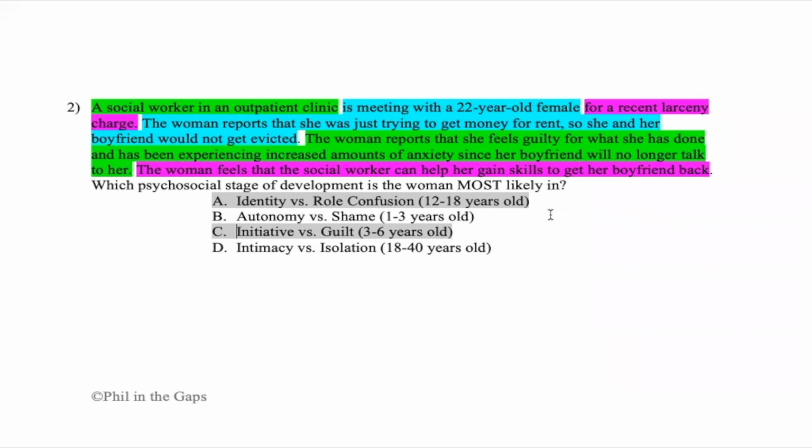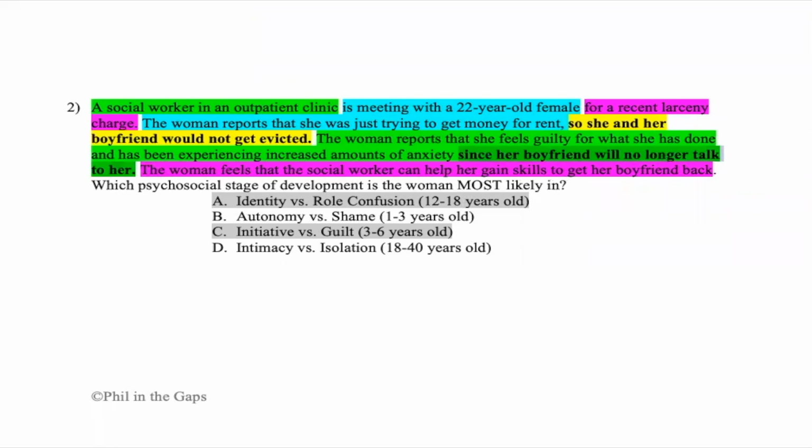So let's look back at the question. We have an outpatient social worker, 22-year-old female. She was stealing. She was just trying to get money for the rent so she and her boyfriend would not get evicted. So she's focused on her and her boyfriend at this given moment. So it's focused on the relationship. She feels guilty for what she's done. She's been experiencing increased amounts of anxiety. Why? Her boyfriend will no longer talk to her.